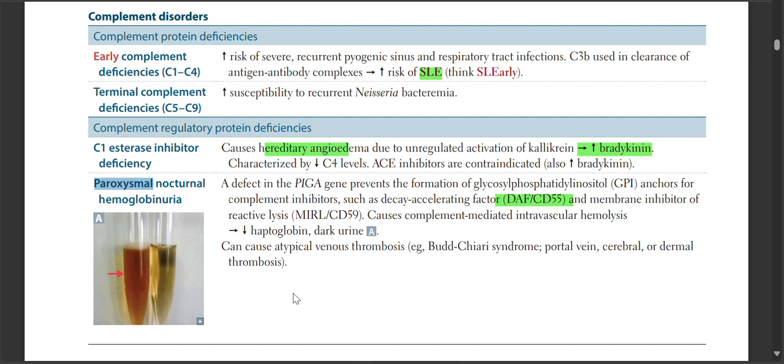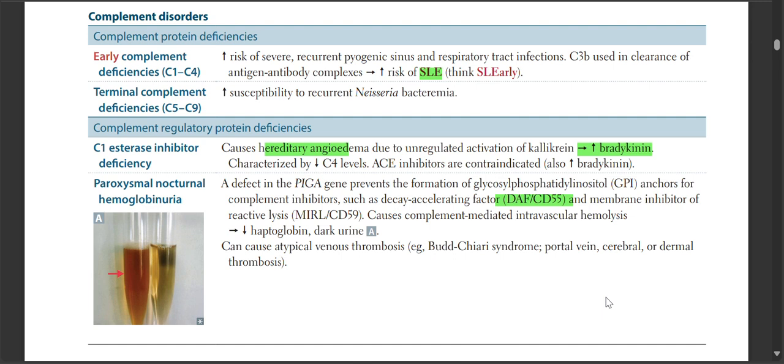Now, let's say you are breaking down a lot of RBCs, so a lot of broken RBCs in the blood vessels. What do you think can happen to those blood vessels? They get clogged, right? Yes, they can get clogged. Because of the clogging, you can develop multiple different problems. So you can develop Budd-Chiari syndrome, and you can also develop thrombosis in the portal vein, cerebral veins, or the dermal veins.